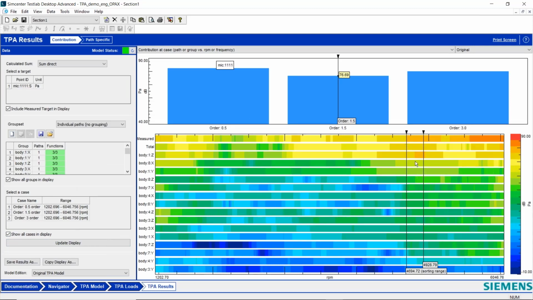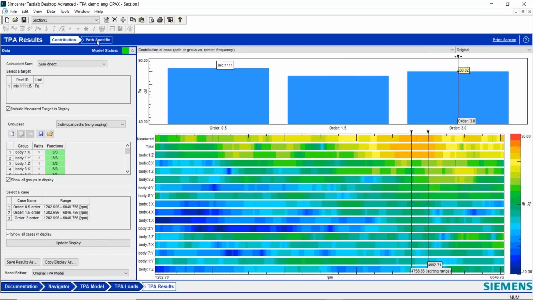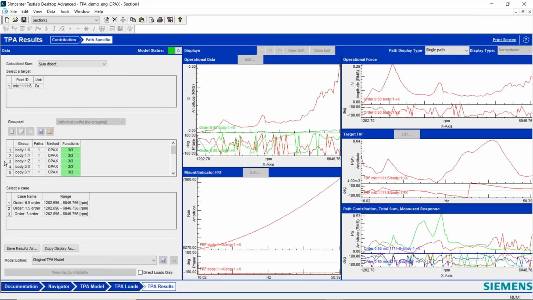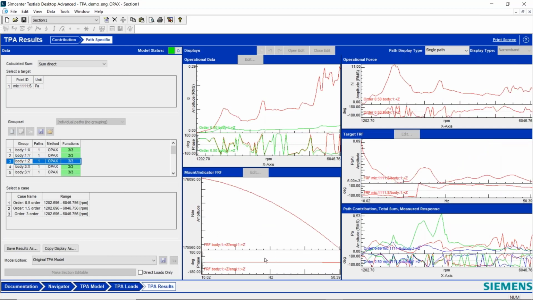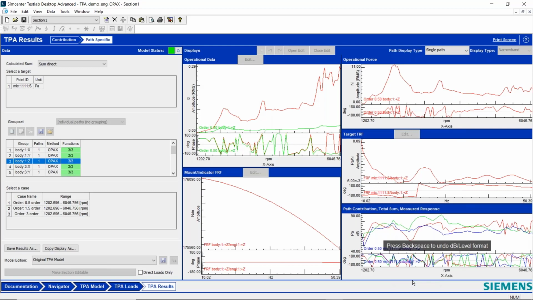And it looks like body 1Z is over predicting here. Oh, I gotta go to third order. And if I look at my path specific results, my body 1Z is the biggest contributor. And I can start to look at this in dB. So that's how we would look at the results. Okay, so I'm not too happy with this though.